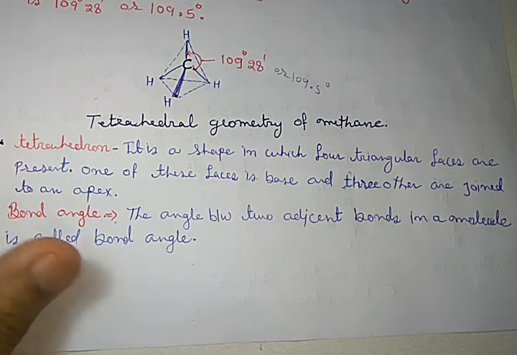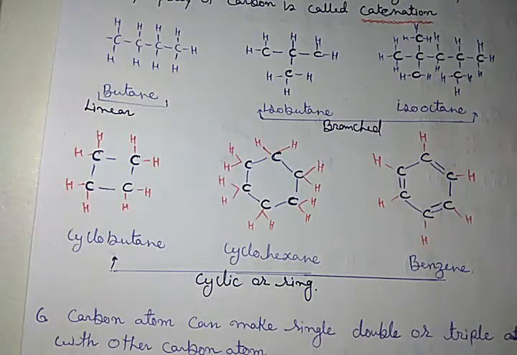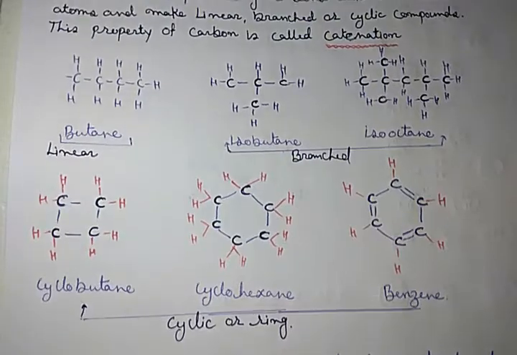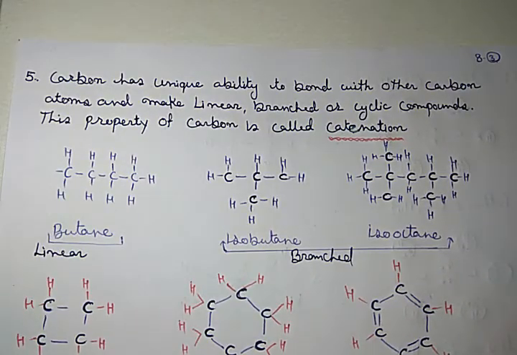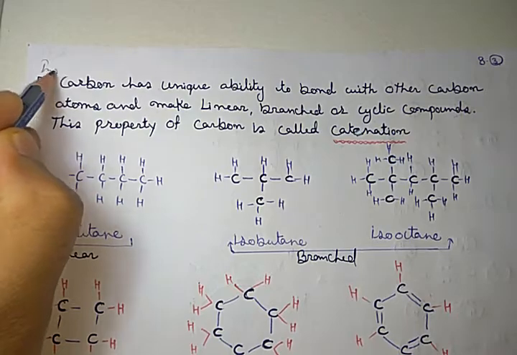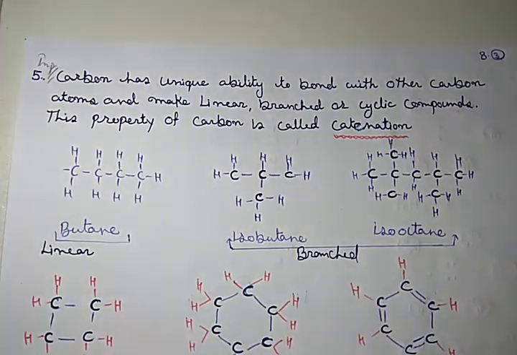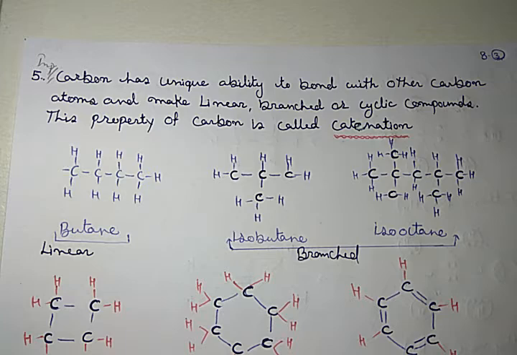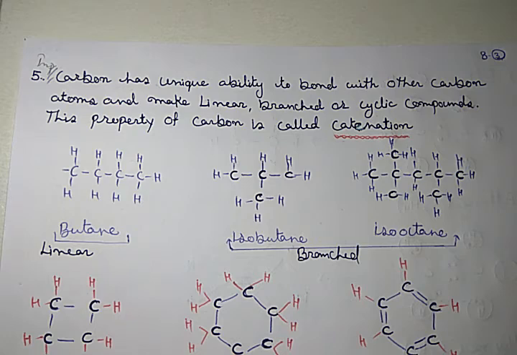Got it? Now, let me consider the fifth property of carbon. This is very important for our exam. Let me clear you, it is a very common question for our exam. Carbon has a unique ability. This ability is generally not found in other elements. Only silicon has slightly, or we can say some amount of this property. So it is a unique property which is found only in carbon.